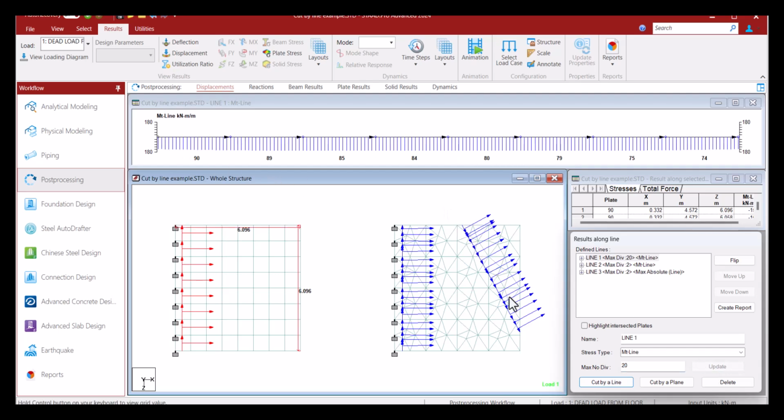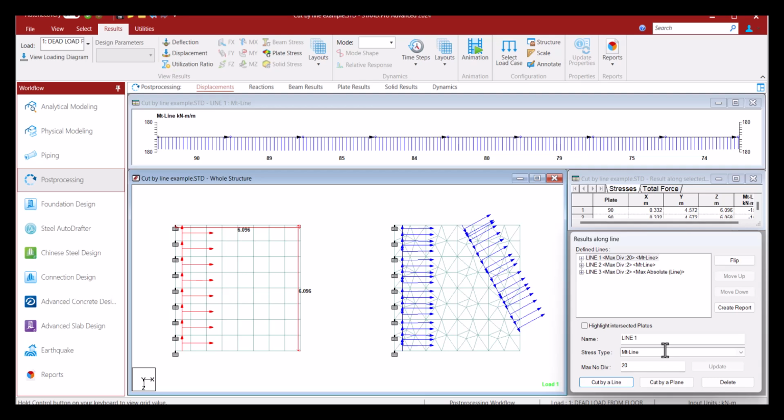So if I cut the line like this, and the moment is calculated along this line, if you view it from this direction, it would look like this bending moment diagram. Okay, so this is just a representation. So this is how it goes.